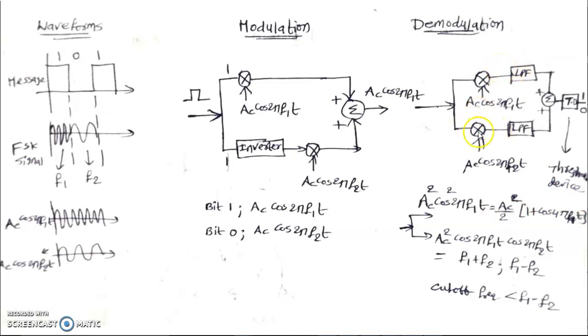Now for the second path, Ac cos 2 pi f1t, we are multiplying with f2t frequency. So that is Ac square into cos 2 pi f1t into cos 2 pi f2t. So it is 2 cos A cos B. If you write Ac square by 2 into 2 cos A cos B, cos of A plus B, cos of A minus B. That is, this lower path contains f1 plus f2 frequency and f1 minus f2 frequency.